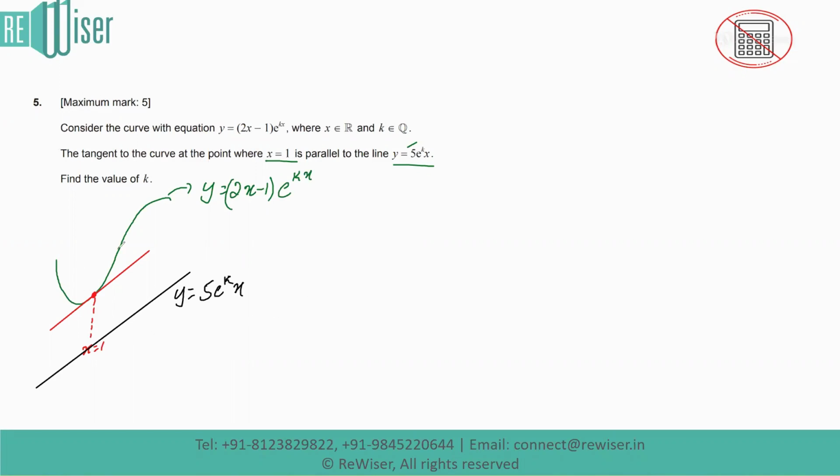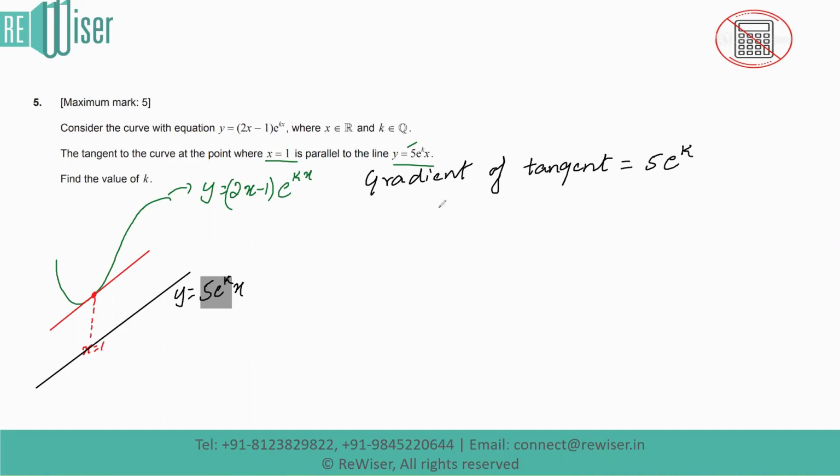Now, they have said that these two lines are parallel. Whenever two lines are parallel, they will have the same gradient. If you look at it, this is in the form y = mx + c, where c is 0. And the gradient of this line is 5e^k. So that is the reason the gradient of the tangent will also be equal to 5e^k. This is the most important point to note.